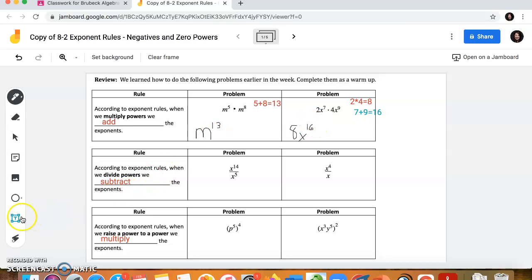For the next one, we subtract. So we're going to subtract 14 minus 5, which is 9. So we're going to have x to the 9th power for this one.